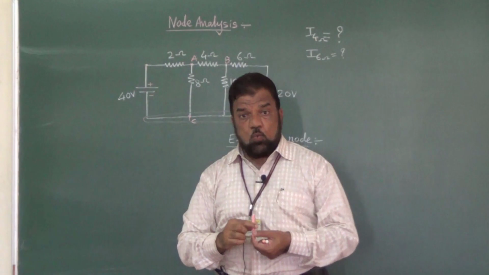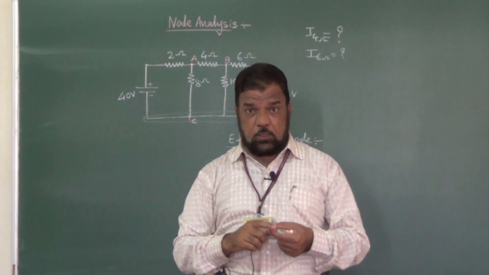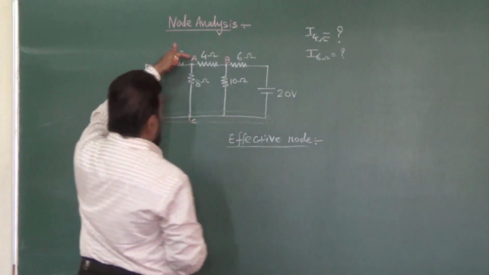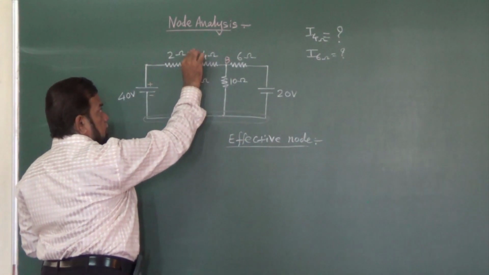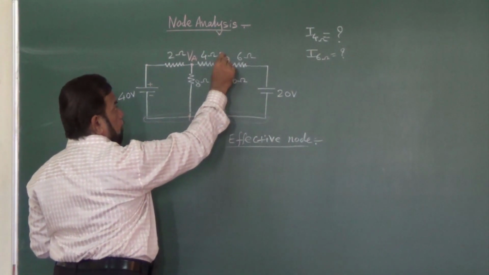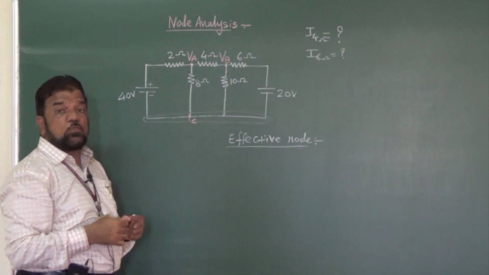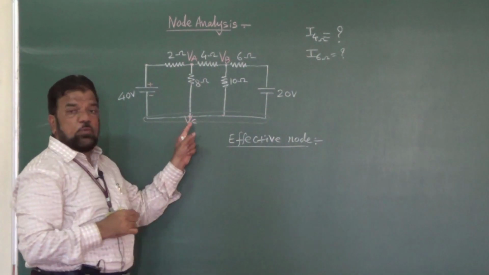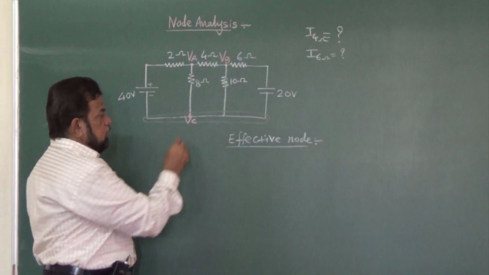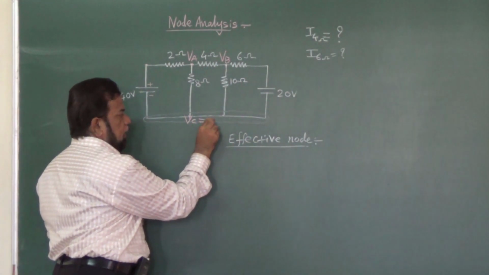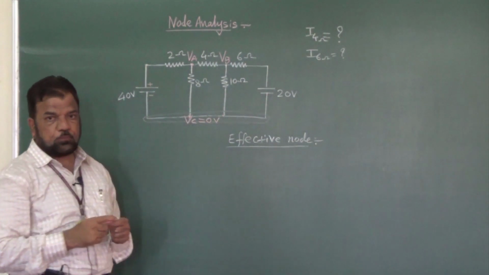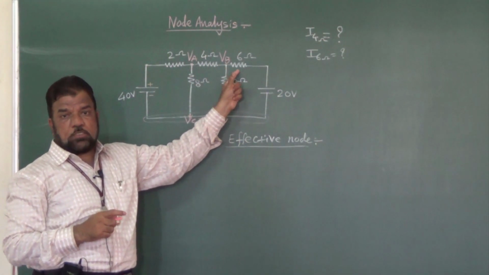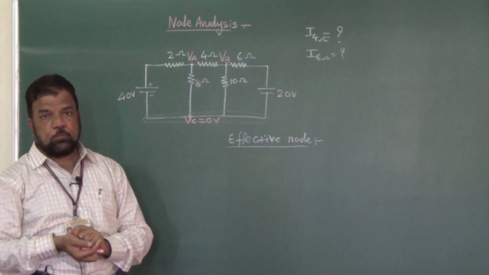In the next step, one node we have to take at a reference potential of 0 volt. When I have node A, my voltage is VA. When I have node B, my voltage at that node is VB. When I have node C, the voltage at node C is VC. And this VC node I will take at a reference voltage of 0 volt. That means I now have two unknown voltages, VA and VB.